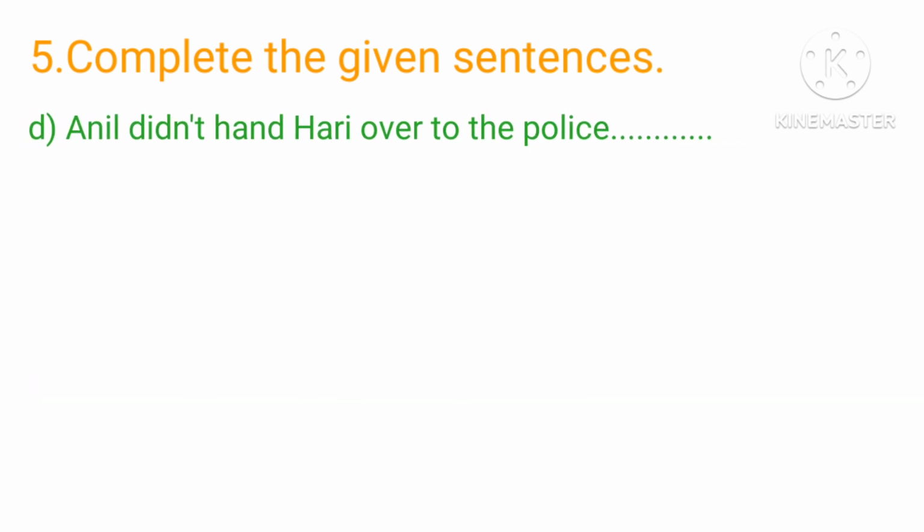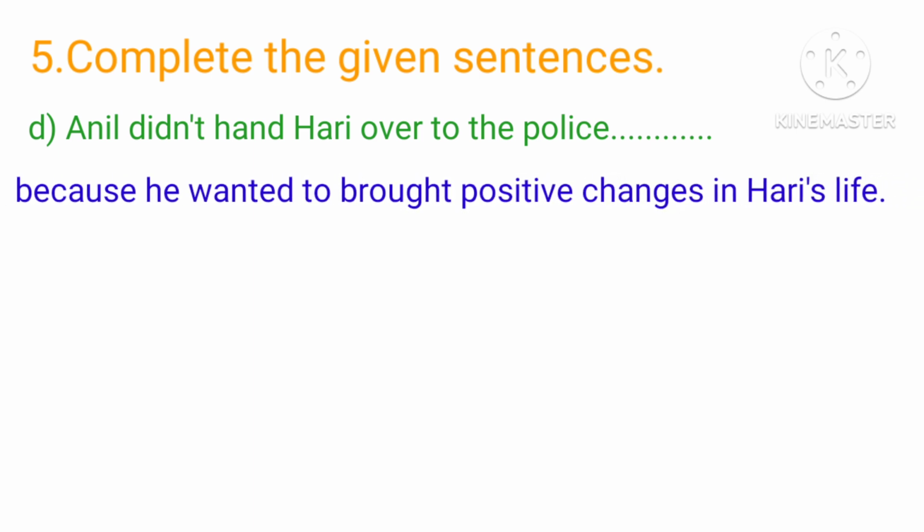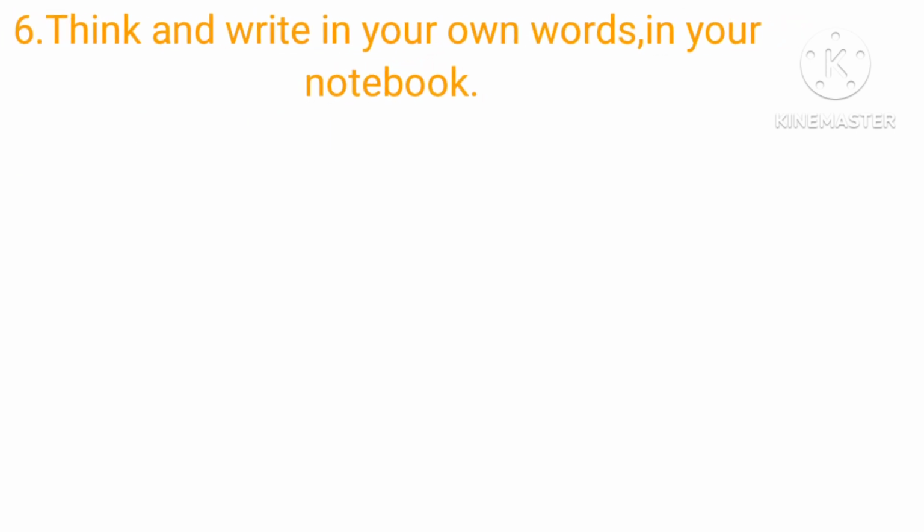D. Anil didn't hand Hari over to the police because he wanted to bring positive changes in Hari. E. The moral of the story is, if we are good, then people behave in a good way. Sixth activity: think and write in your own words in your notebook.